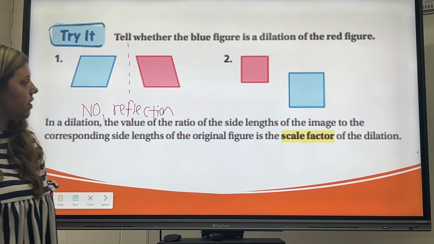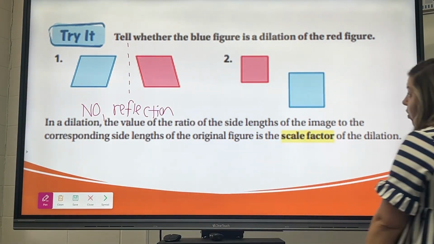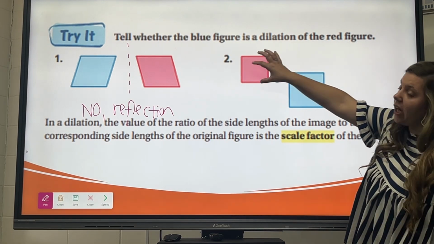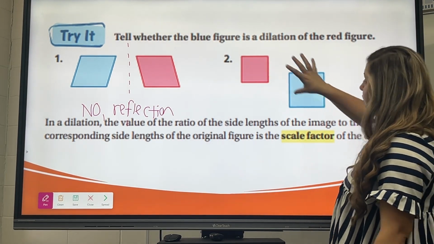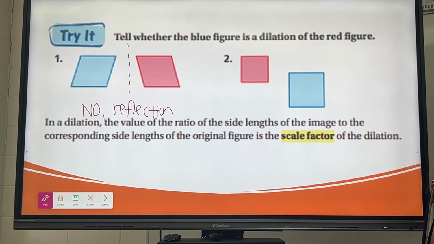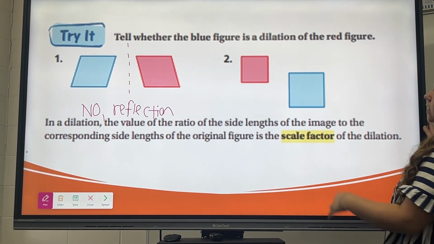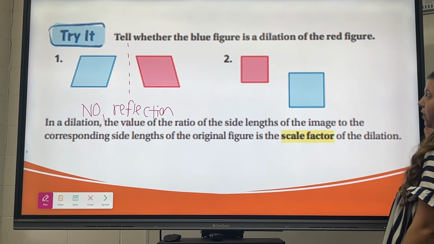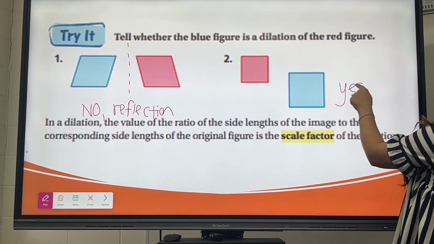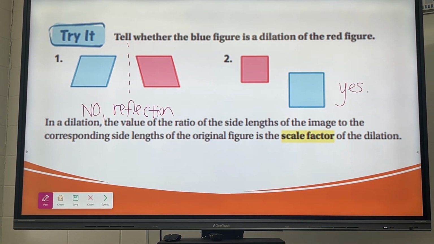All right, but then if we look at the next one, tell whether the blue is a dilation of the red. So the blue came from the red, what happened? Okay, it does look like it's bigger. It looks like the same shape. It looks like they still have the same angles. So this one is a yes. This is a dilation.